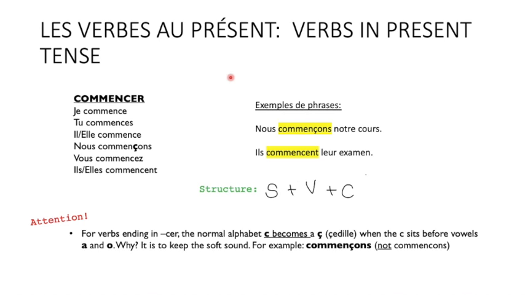Okay, so the first verb that we are going to learn today is the verb commencer. Commencer means to start or to begin. So how do we conjugate it in the present tense? It is je commence, tu commences, il ou elle commence, nous commençons, vous commencez, ils, elles commencent. So for the verb commencer, how you conjugate it is the same like other ER verbs that you've learned.